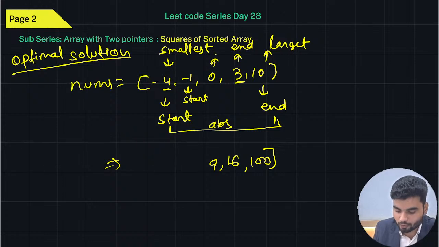Now the end pointer will come here on 0, right? On 0 you will have your end pointer. Compare the values 1 and 0. Tell me who is the larger. So 1 is the larger, so you will get the square of 1, which is 1.